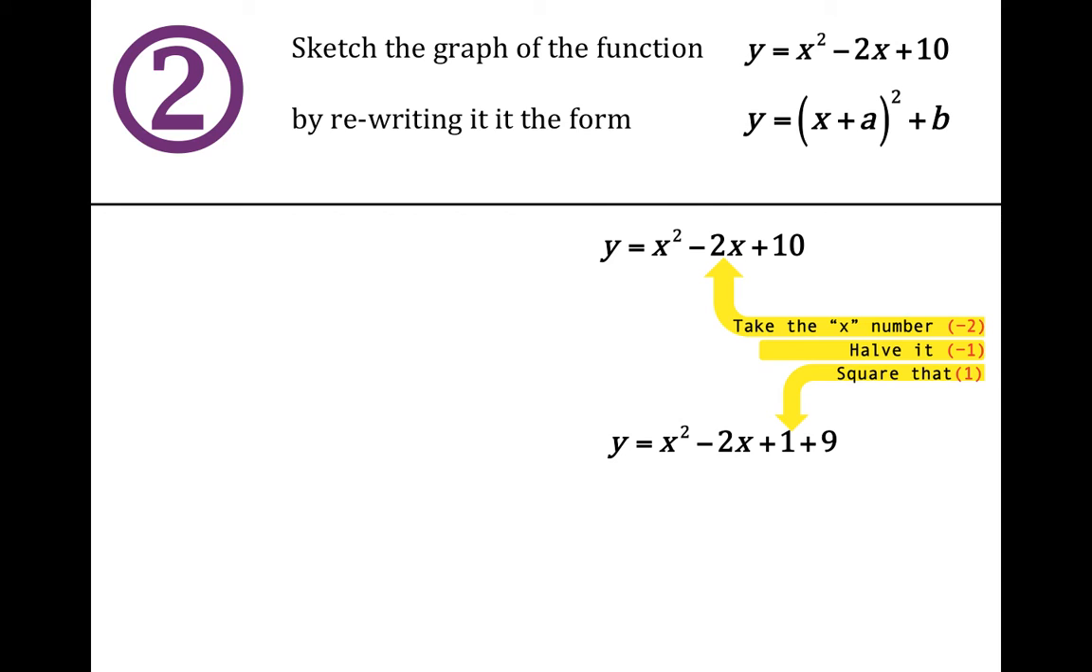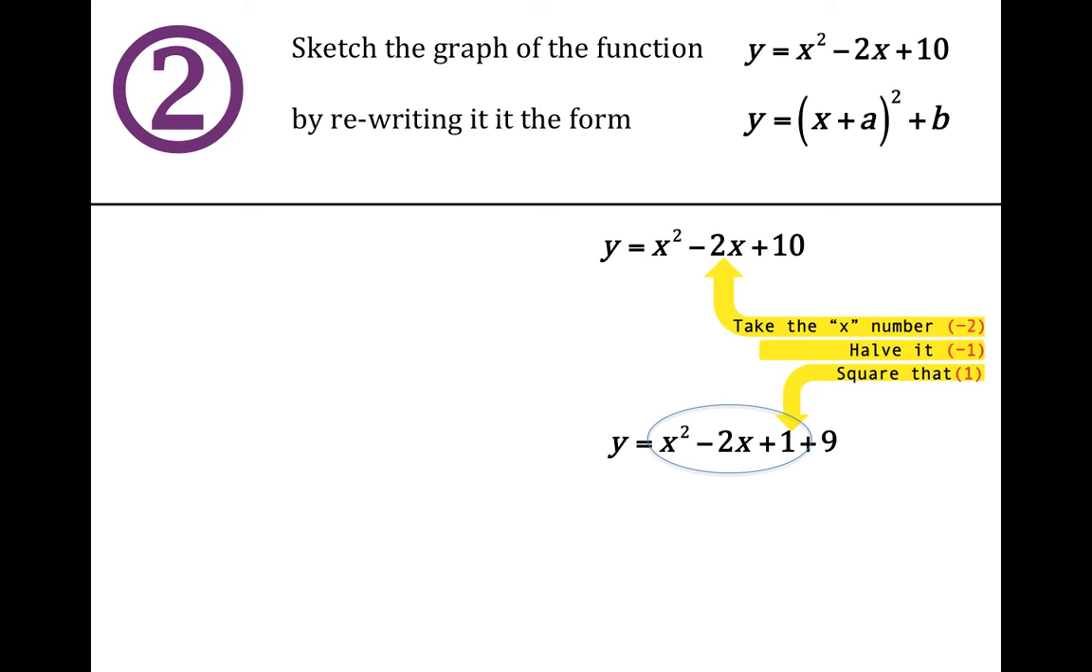And then I'm going to take that 1 and use it to rewrite the 10 as 1 plus 9. So everything else is the same here, the x squared and the minus 2x, but I've rewritten the 10 as 1 plus 9, and I got the 1 from that process that I just described. Well, the advantage of that is that part of that expression is a perfect square.